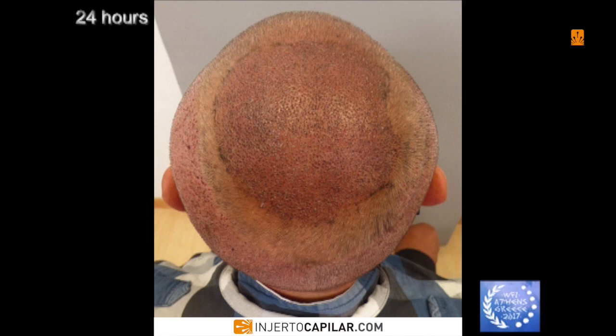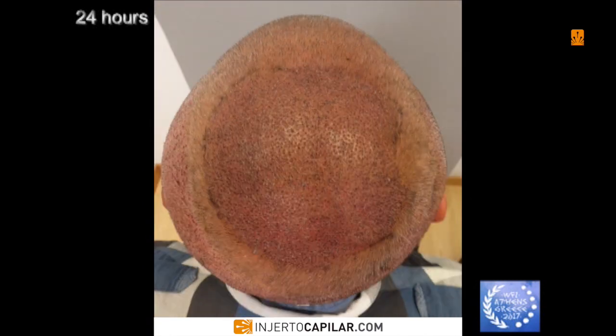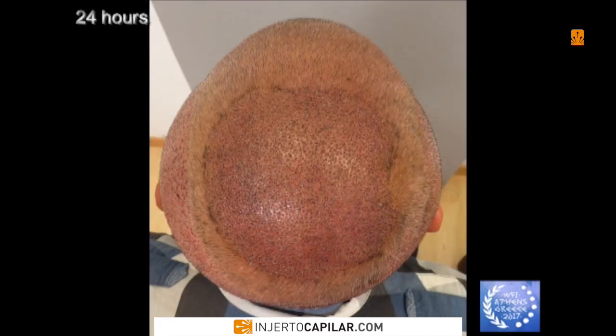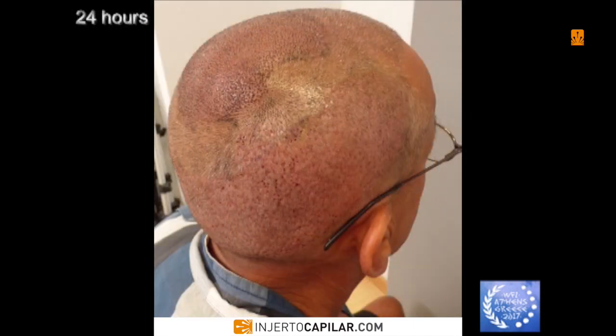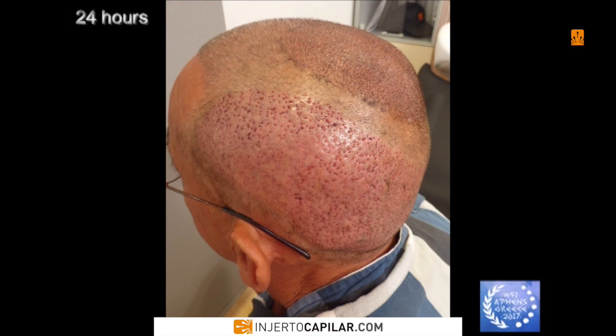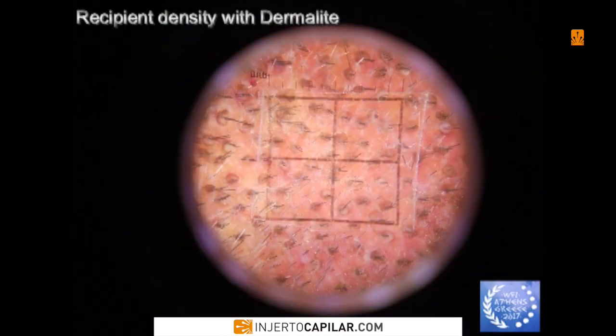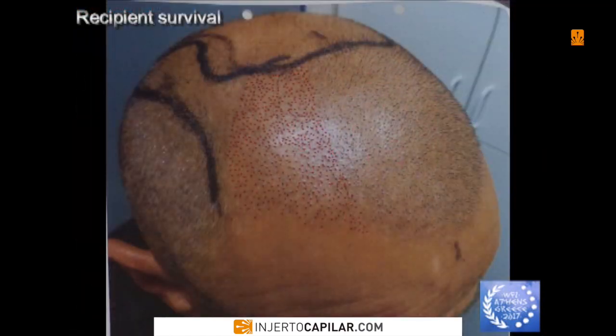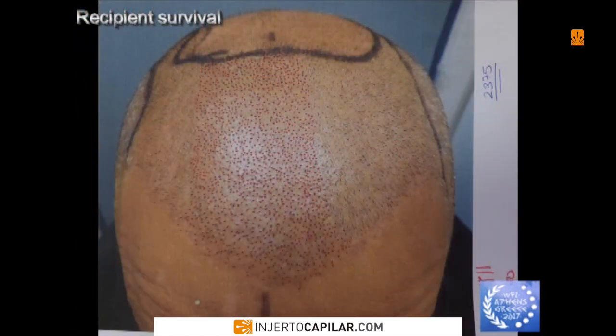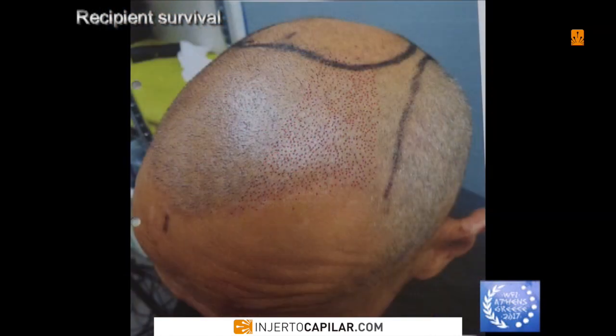Next, we can see some photographs of the patient the next morning when the patient came for the first wash in the donor area. We read the post-surgical instructions, give all the medications and teach how to do the washing at home. Finally, I want to show how we do the survival control. At 5 months, this patient had 2400 grafts from 2800 grafted in the first procedure.